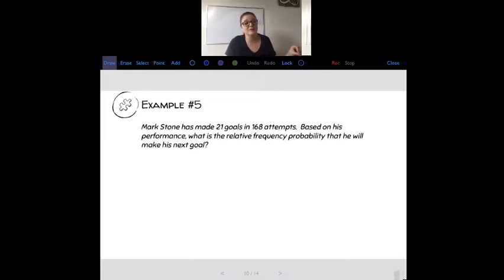Example 5. Mark Stone has made 21 goals in 168 attempts. Based on his performance, what is the relative frequency probability that he will make his next goal? So, like I mentioned, the way that I think about relative frequency probability is something that's personal or based on a specific person for the examples that we do. So Mark Stone has made 21 goals in his 168 attempts. So we're not looking for the probability that just anyone will score a goal. We're looking for the probability that Mark Stone will score a goal on his next attempt.